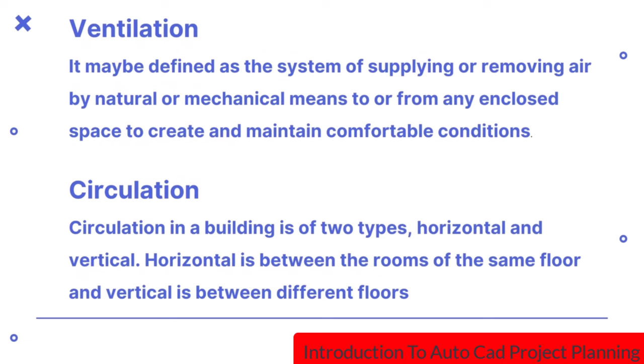Ventilation may be defined as the system of supplying or removing air by natural or mechanical means to or from any enclosed space to create and maintain comfortable conditions. Orientation of the building and location of windows help in providing proper ventilation. Window areas are specified according to the rules. Placement of windows and ventilators should be in such a manner that it facilitates the flow of fresh air into the house.